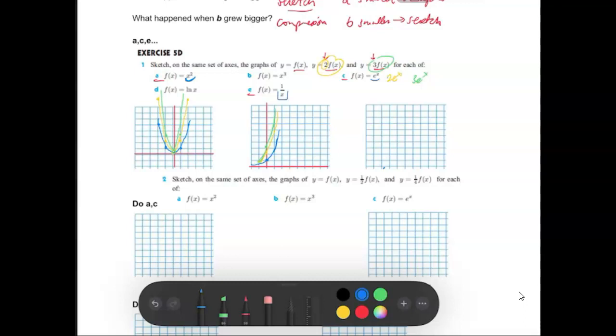Now let's do 1 over x. Oops, I shouldn't put it there. Let's see, 1 over x. So the original function, we're pretty experienced at drawing it now. It looks kind of like that. And then the function 2 over x, the yellow function, is going to be twice as far from the x-axis.